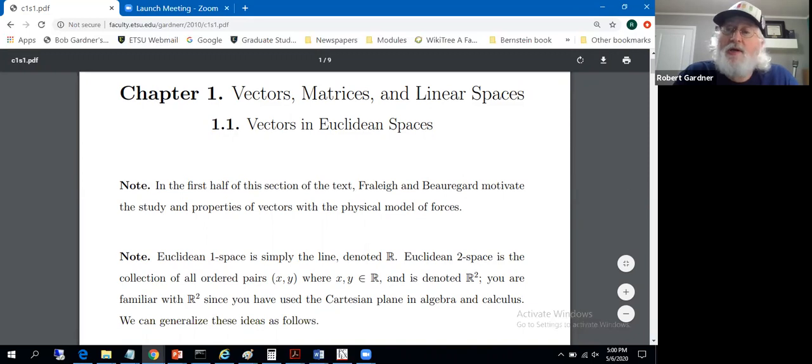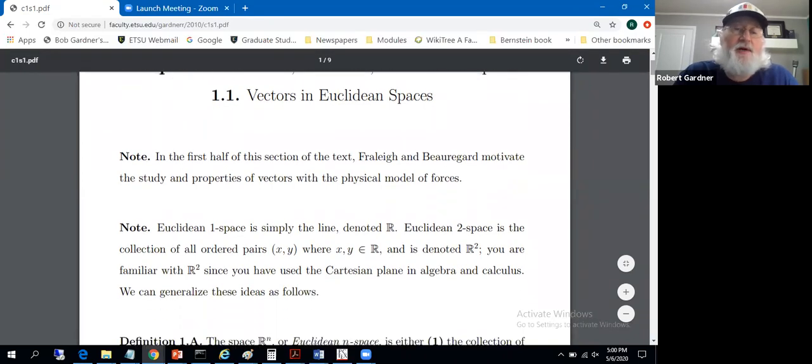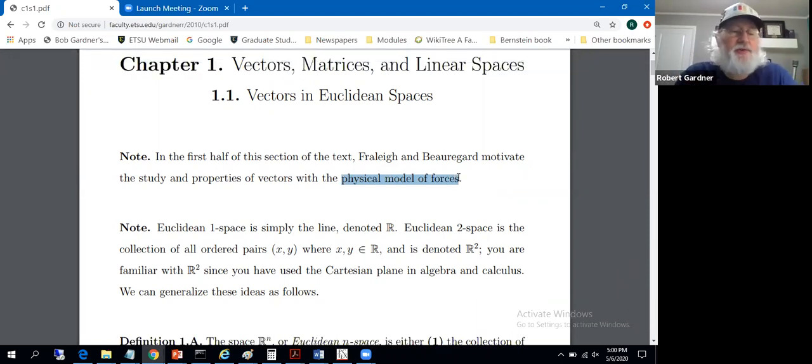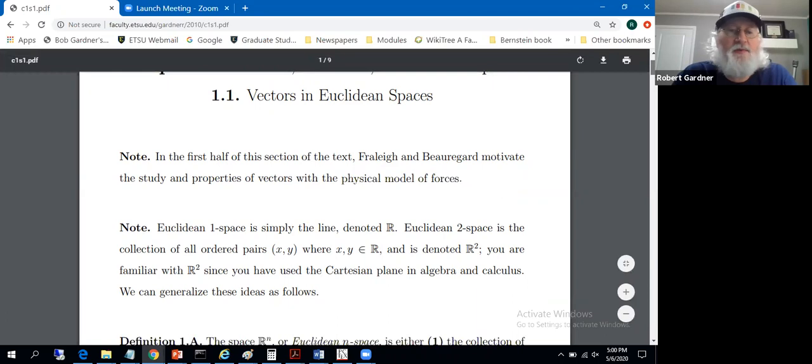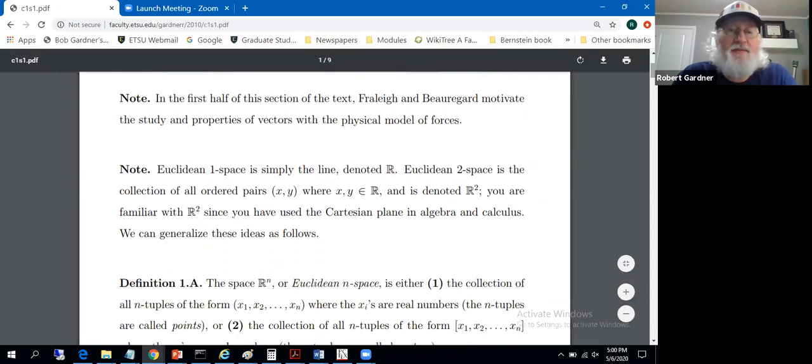The textbook motivates the study of vectors. The properties and definitions are largely motivated by physical models. You encounter vectors as magnitude and direction, and there's a great deal of legitimacy for that. And there are also some settings where that's an inaccurate concept of vectors. So let's get things rolling with a definition.